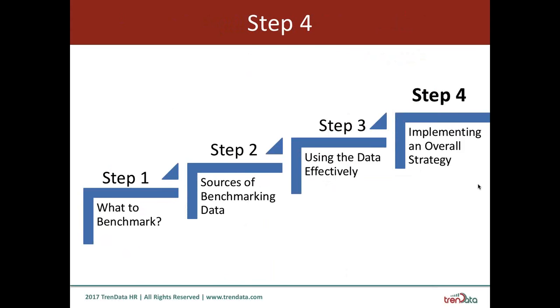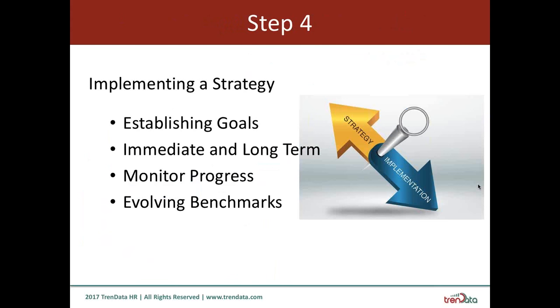So finally, that brings us to the fourth step, which is, now that you've accumulated all this data, how do you go about implementing an overall strategy? Well, the first is, now that you know where you are, and now you know what the industry is doing, you have to start establishing goals. So the delta might be too big in the beginning to say we're going to bring our turnover down 10% and match the industry right away. I always find it's good to set immediate and long-term goals.